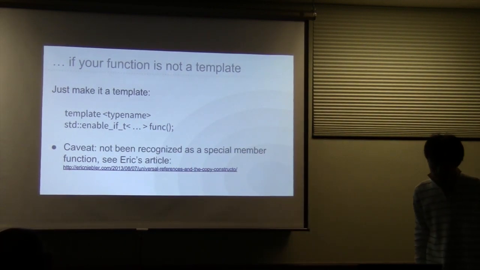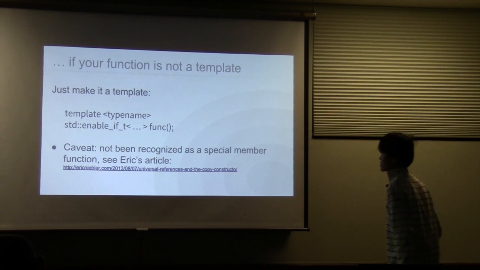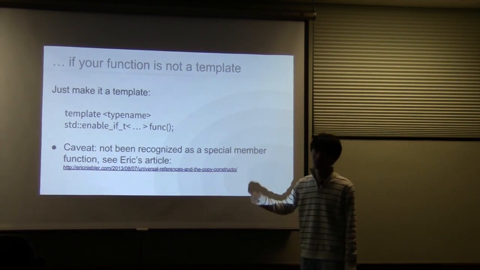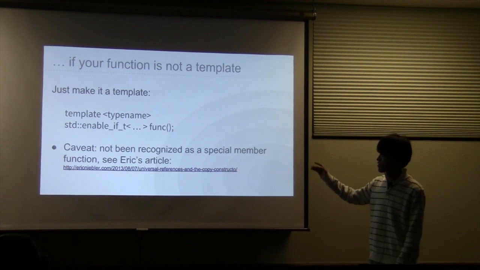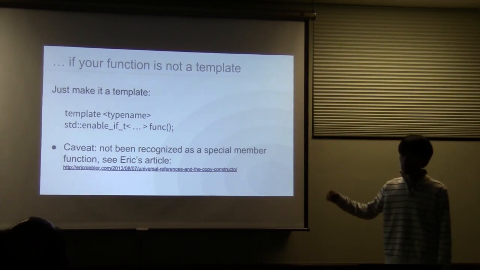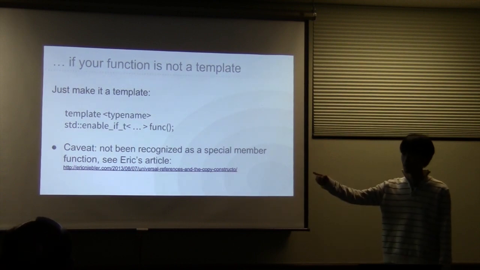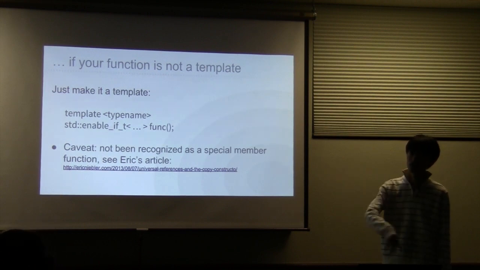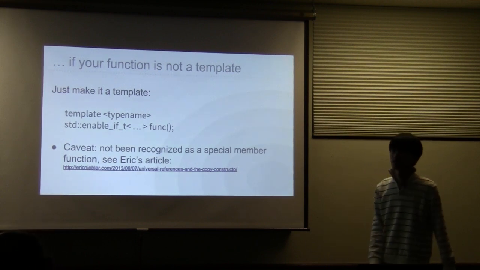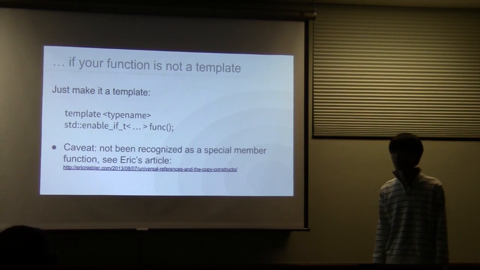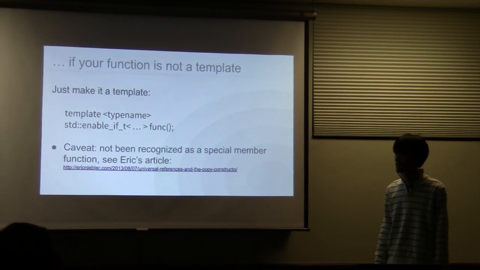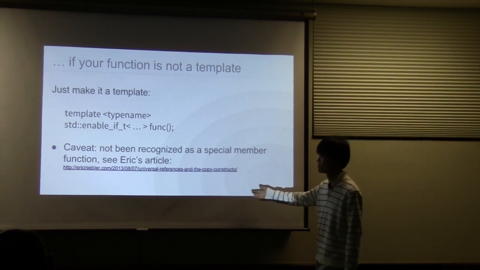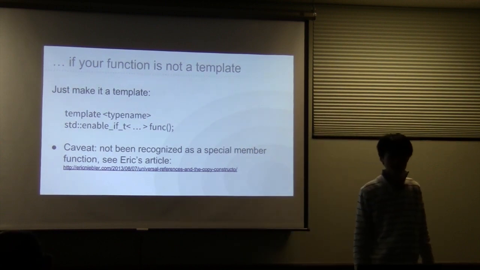Okay. That's the problem with it. You go read Eric's article about it, because special member functions are dedicated to functions. If you write a template, it is not considered a special member function, and the compiler might still synthesize one for you, and they might ambiguate finally. But we have a solution to that.